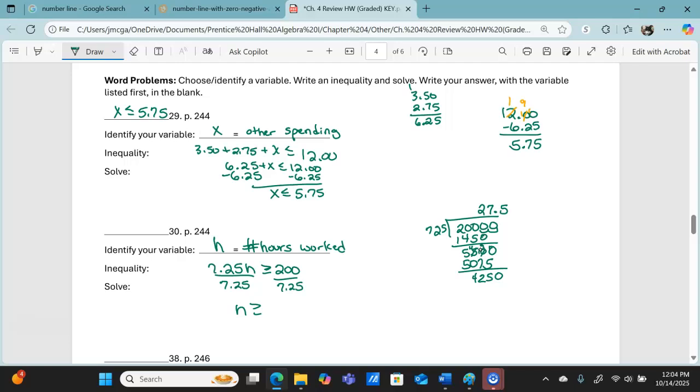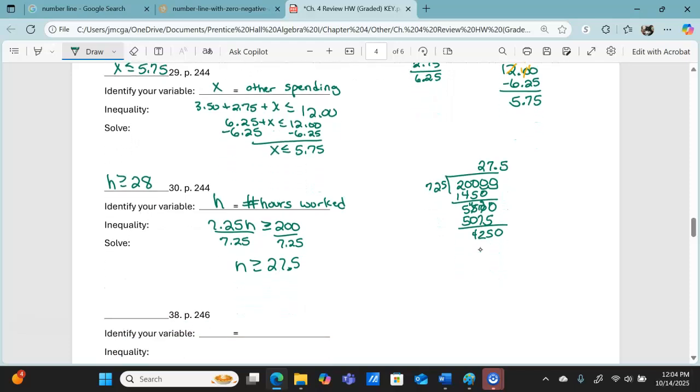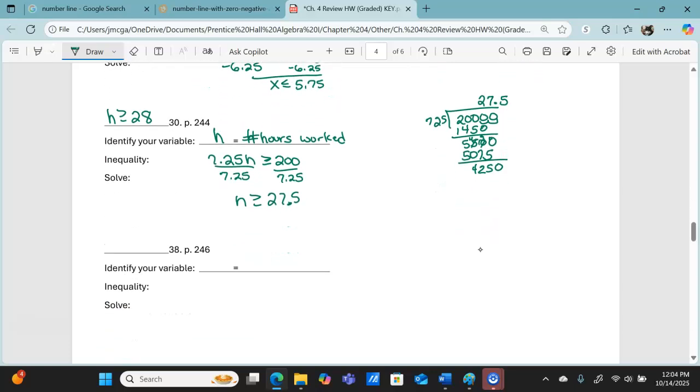So H has to be greater than or equal to 27.5 something. But it says how many whole hours. So the answer is you have to work at least 28 hours in order to get that. Okay, page 246, number 38 says a freight elevator can safely hold no more than 2,000 pounds. An elevator operator takes 55-pound boxes to a storage area. If he weighs 165 pounds, how many boxes can he carry? So B is going to be the number of boxes.